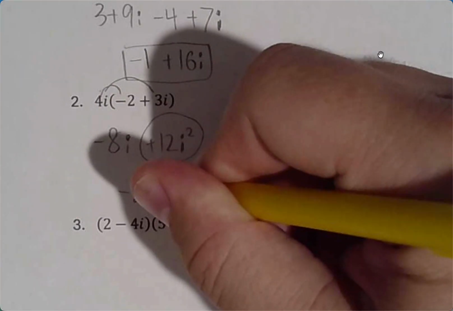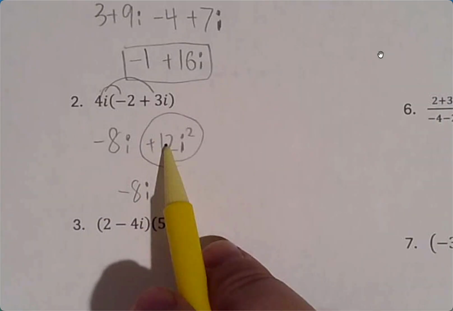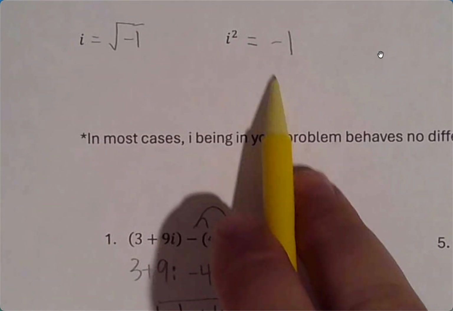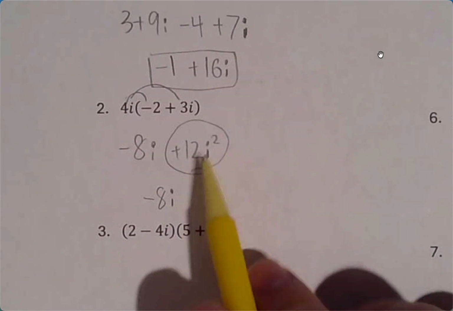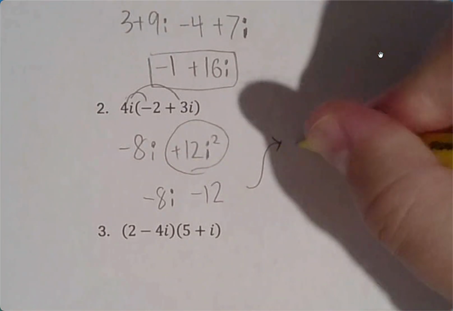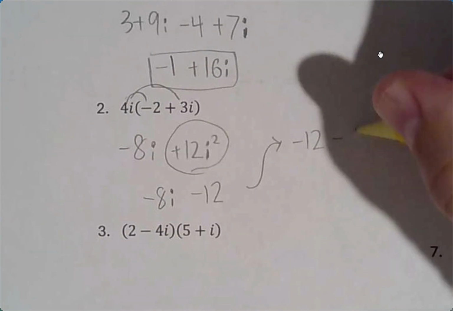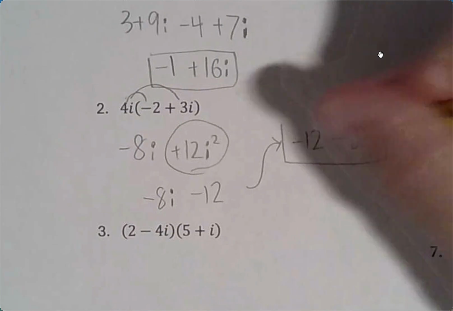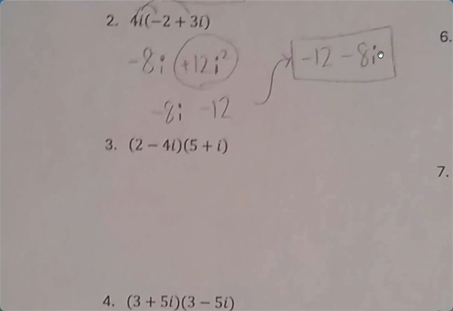So let's see what I have now. I've got negative 8i, and then this, because this is, catch this, plus 12 times negative 1, then this must be, let's see here, 12 times negative 1, this must be negative 12. And I'm almost done, but as mathematicians, we write the real part first and the imaginary part second. And there we go. All right, let's keep on going and see where we go.